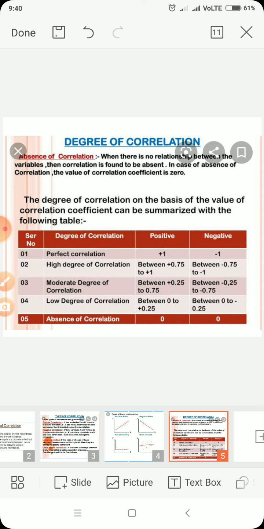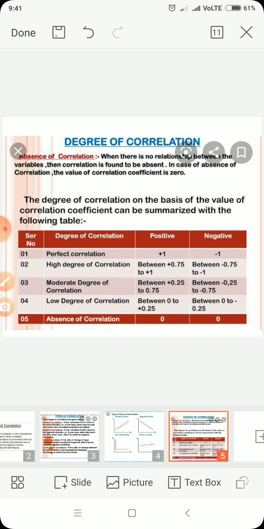Then second, we have high degree of correlation. When the correlation of two series is close to 1, it is called high degree of correlation, and its coefficient would lie between 0.75 to 1. When the coefficient lies between 0.75 to 1, we can say there is a positively high degree of correlation, and when it lies between -0.75 to -1, then it is a negative high degree of correlation.